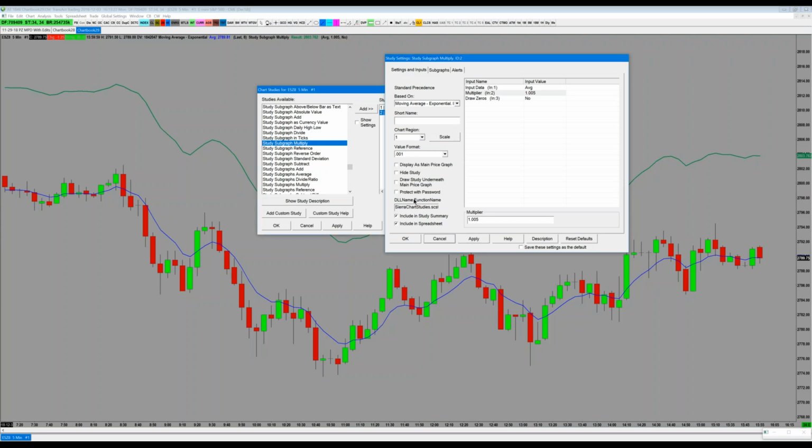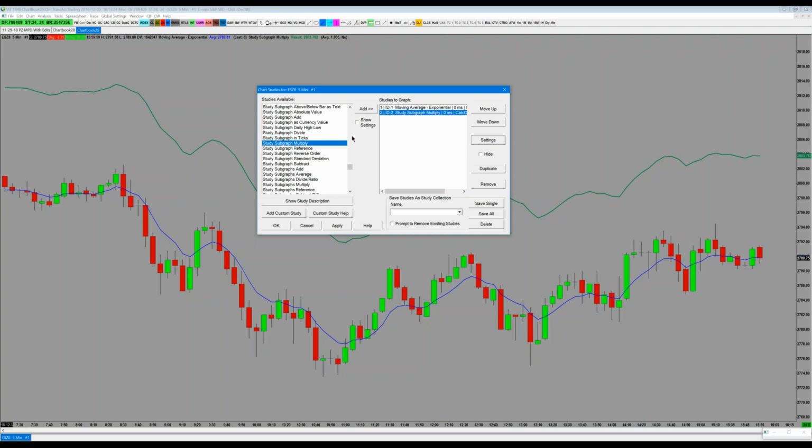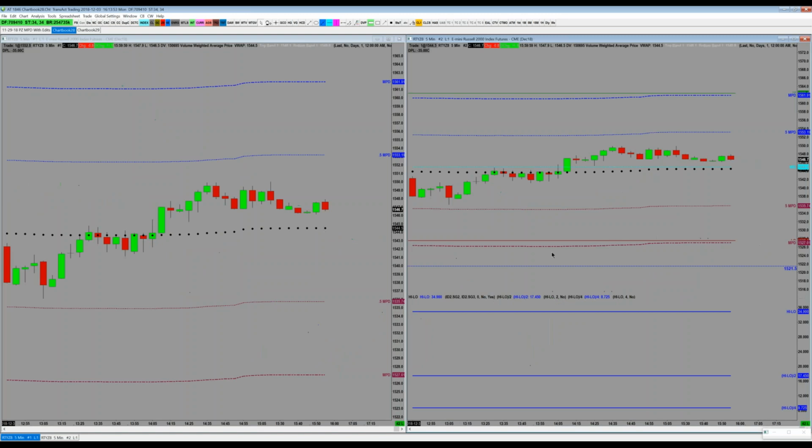These arithmetic studies, there's probably only a handful of them you'd ever use, but some of these are very, very useful. The study subgraphs difference would be a way for you, for example, to subtract one chart from another chart to create sort of a spread chart, or to subtract the value of one indicator from another indicator, kind of like we did with the VWAP. So these arithmetic studies are quite powerful. What I essentially used in this one is a series of them to get to a place where I could create these bands.